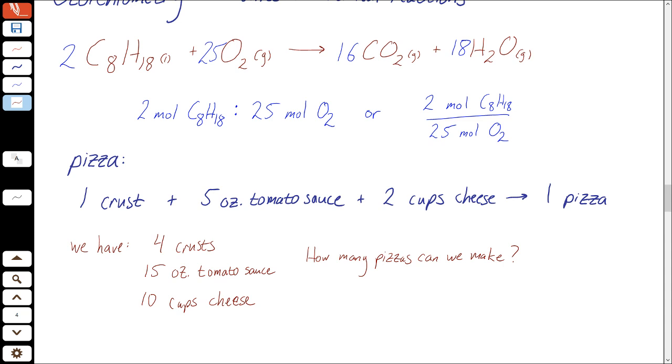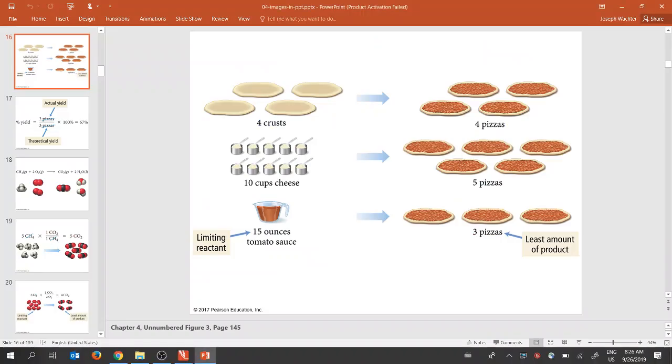Because that's how much sauce we have. So we look at how many pizzas we could make from each ingredient, and whichever is the lowest number, that's how many we can make, because that means we don't have as much of the other ones. So that's what that picture shows. So if we had 4 crusts, we could potentially make 4 pizzas if we had enough of everything else. If we had 10 cups of cheese, we could potentially make 5 pizzas if we had enough of everything else. If we had 15 ounces of tomato sauce, we could only make 3 pizzas if we have enough of everything else. So that means that the total number of pizzas we can actually make is 3, and then we're going to have leftover cheese and leftover crust.